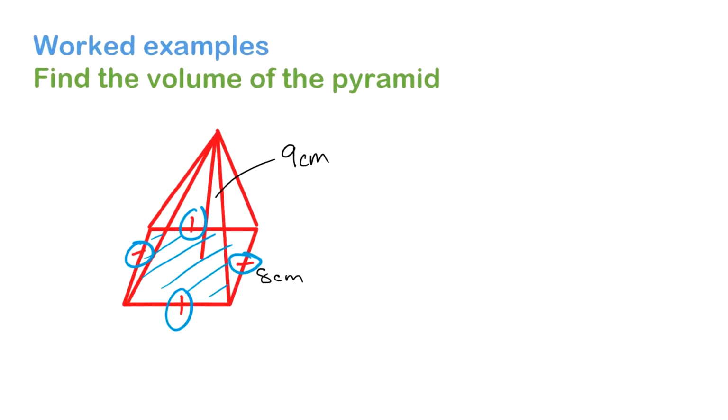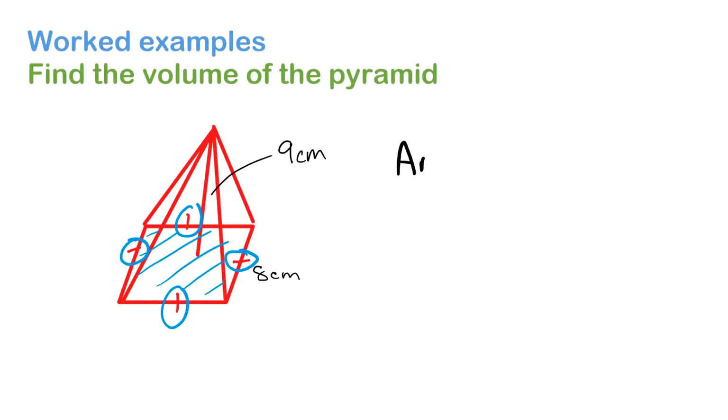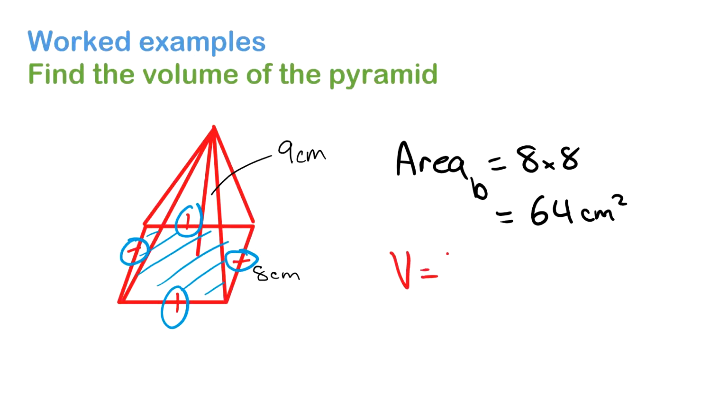So if I zoom in, our area of base, so B, is going to be 8 times 8, which is 64 centimeters squared. The next thing we need to do is put this into our formula. Now remember, the formula is 1/3 AH.